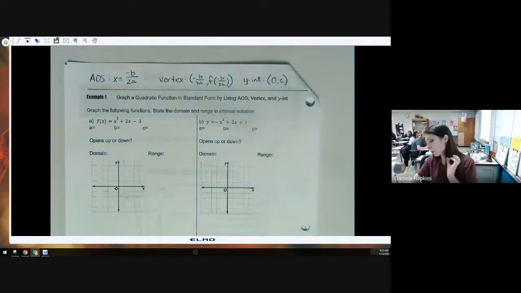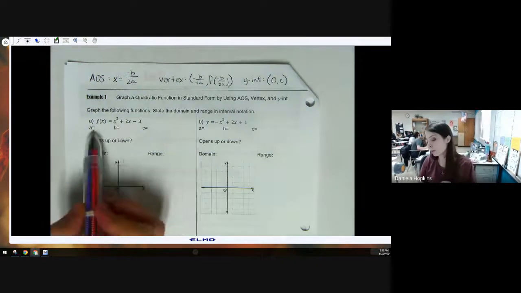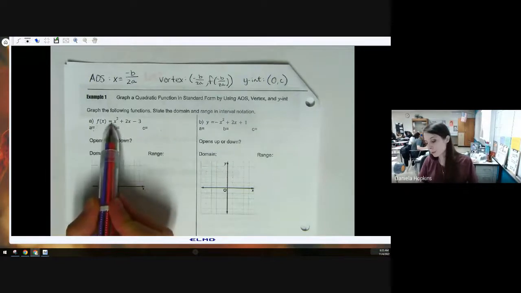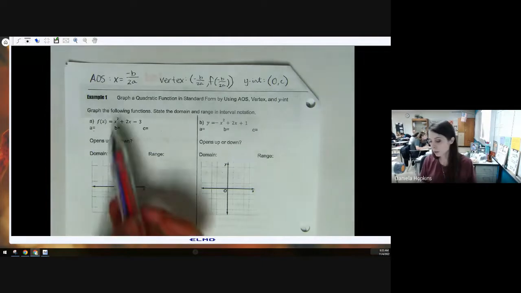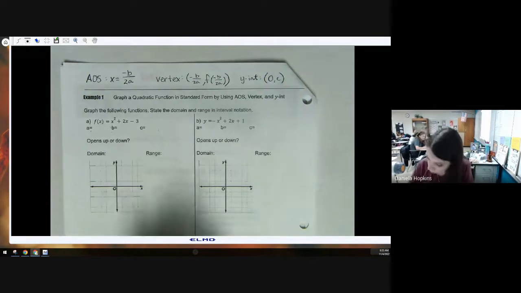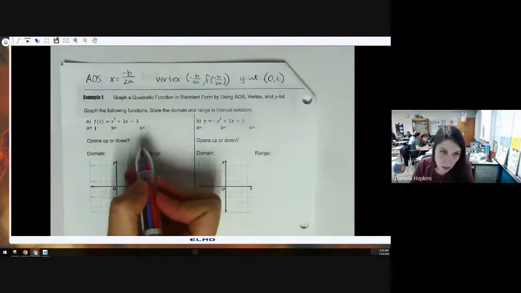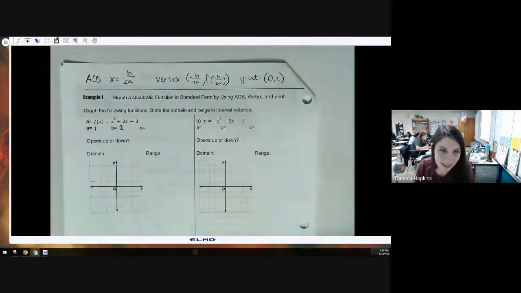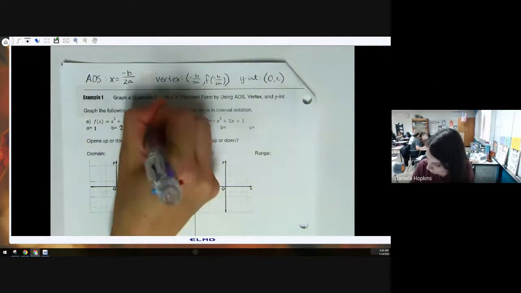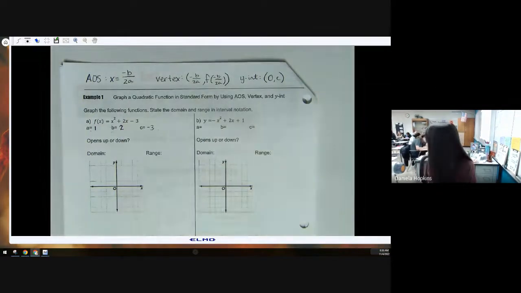Okay, so in general, what you want to do first is label your a, b, and c. So part A here, we have f of x equals x squared plus 2x minus 3. What is my a term? What's the number in front of x squared? 1. What is the number in front of my x? What's my b? 2. And what is my constant term, my c? -3. Perfect. Everyone see where those numbers came from?